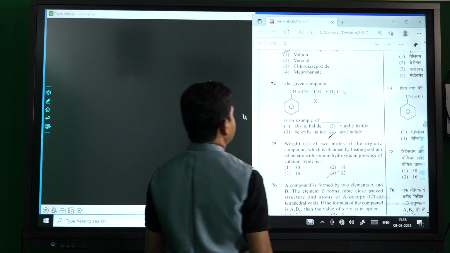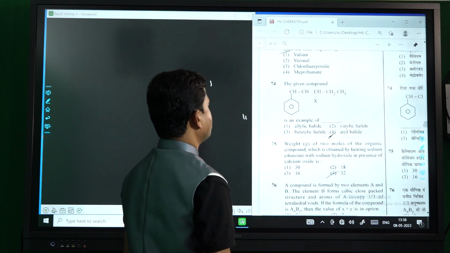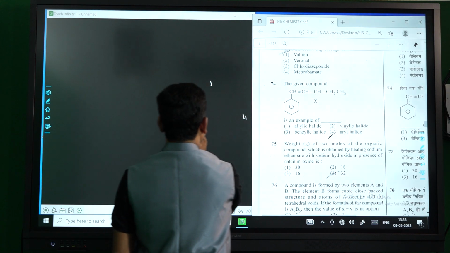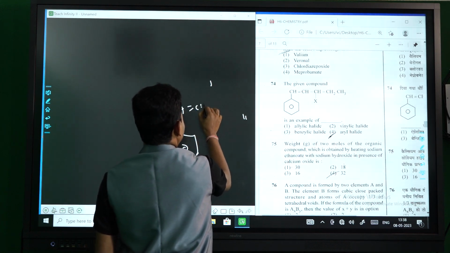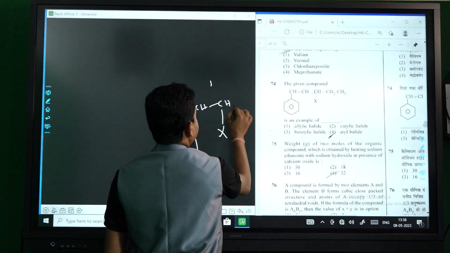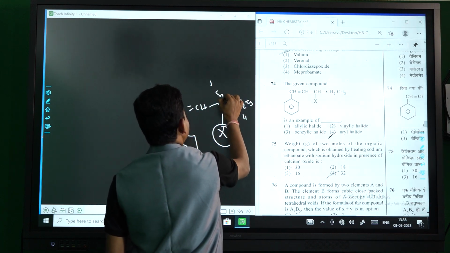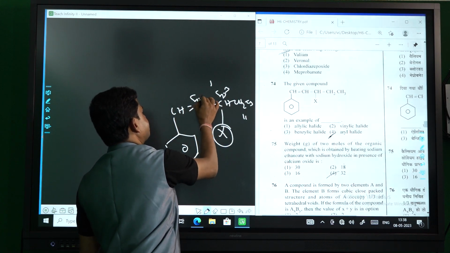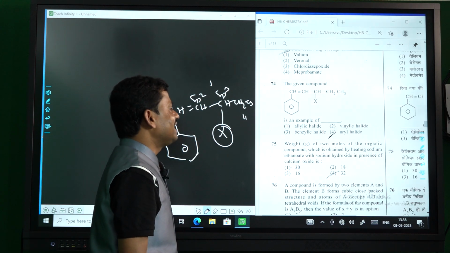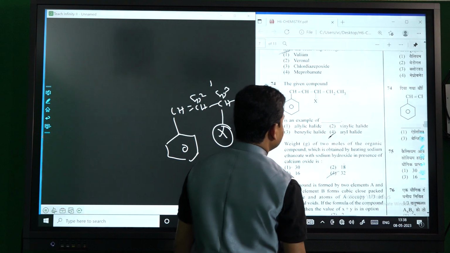Question number 74. The given compound is an example of what? Dear students, in that case an aromatic ring is present, with a C=C double bond and CH2CH3. The halogen is linked with an sp3 hybridized carbon, and that sp3 hybridized carbon is adjacent to sp2 carbon. So that is the allylic condition, and allylic halide is the correct answer.